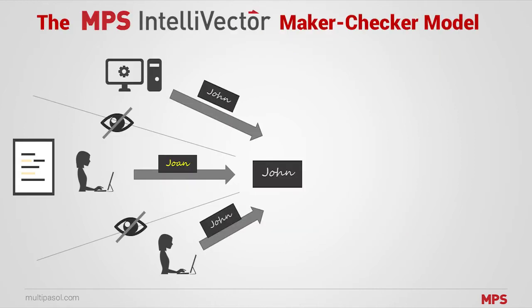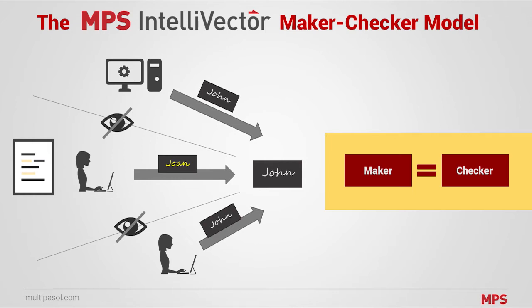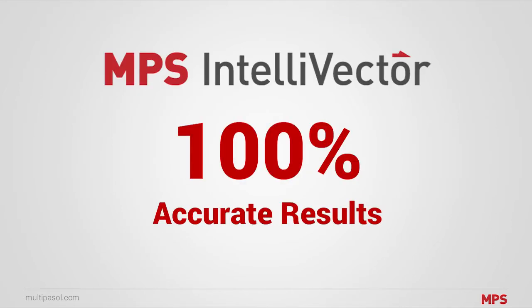The difference we implemented is that we don't just passively verify the values entered in the first step, but do a second active blind data entry. This way, it's not possible for a lazy operator to approve a wrong value. This is how MPS IntelliVector guarantees 100% accurate results.